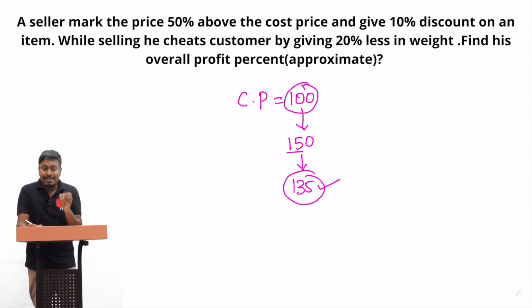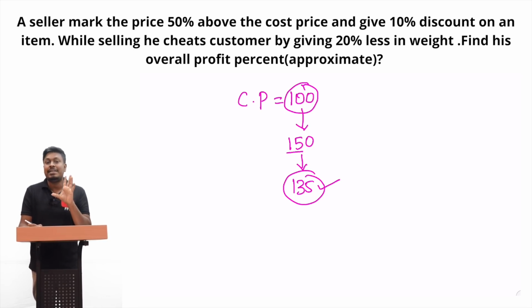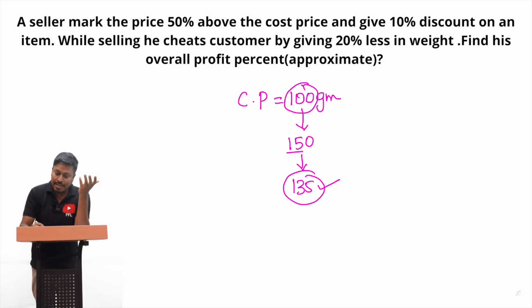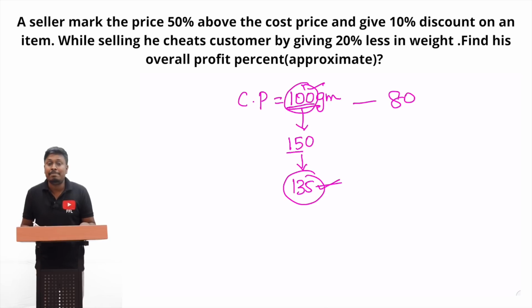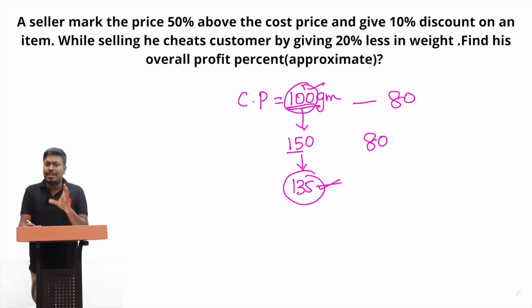Just see here, while selling, he is cheating by giving 20% less in weight. We have kept 100 rupees per book, so we can convert this as 100 grams, because this question is based on weight. Now you can see that he planned to sell that product for 135 rupees, but actually the cost price is not 100, the cost price is only 80. Understood or not? Why? Because he is cheating 20% while giving to the customers. So for 80 rupees, he is selling for 135. The cost price is 80, but he is selling for 135.